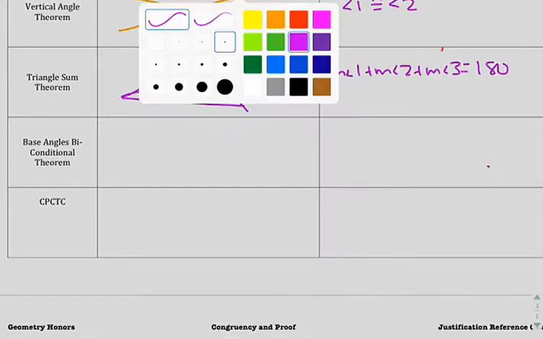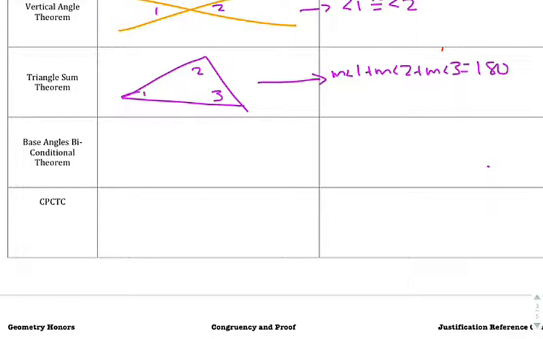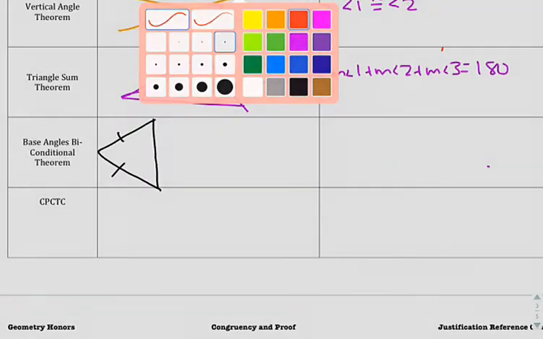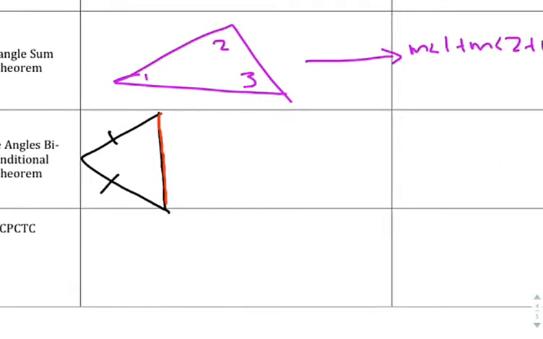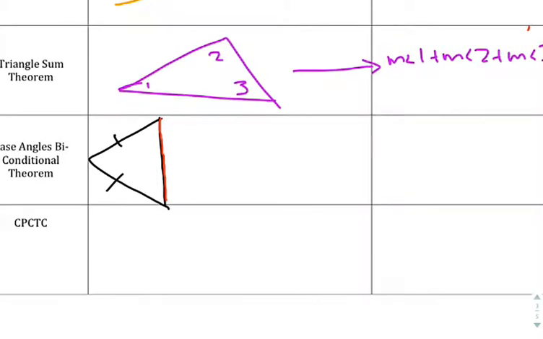Okay, base angles biconditional theorem. Base angles biconditional theorem is something that applies only to triangles. So that's a terrible triangle. Let's try that again. So isosceles triangles mean that you have two sides that are congruent. Now base angles, the base of a triangle is actually a side that has a special relationship with the other sides of the triangle. It's not necessarily always the bottom as you were probably taught. So in this case, the red is actually the base. There's two angles on it, one at the top, one at the bottom. I'm going to label them 1 and 2.